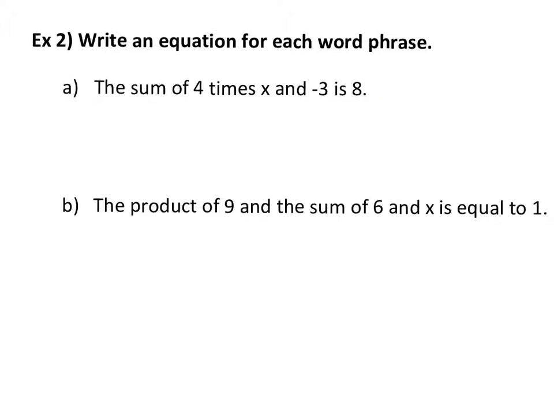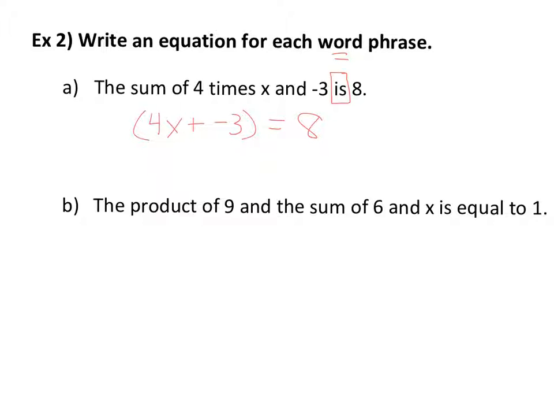Okay, so it's the same thing we were working on in chapter 1. So you're just breaking down the words. So the sum, so sum means parentheses with addition. Okay, then what am I going to add up? 4 times x, so 4x, and -3, -3. Okay, now this is a new word. This is the word that we need to learn in this unit. Is. Is will mean equal. So anytime you see the word is, that means equal 8.